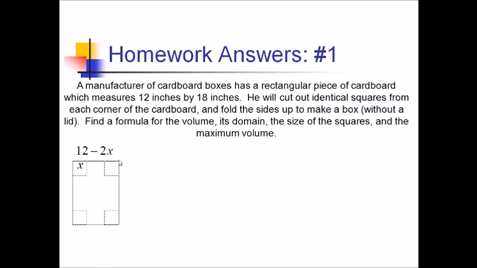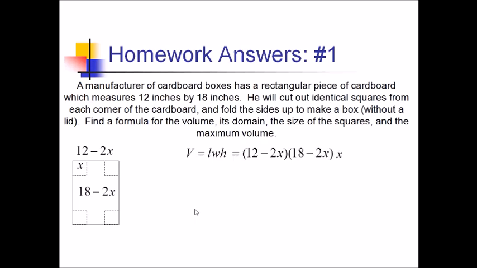And then the width, which we get by folding up this other dimension here, is going to be 18 minus 2 of these x length squares. So our volume, in general, length times width times height, is going to be 12 minus 2x times 18 minus 2x times x.